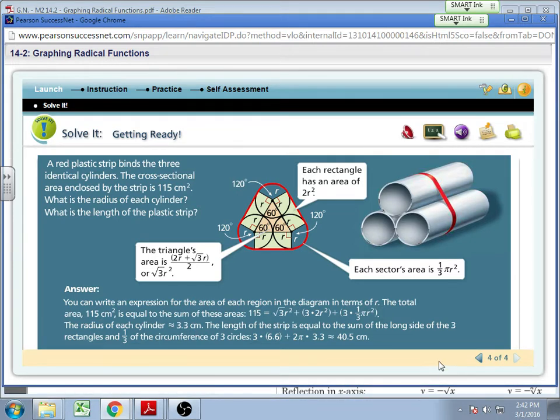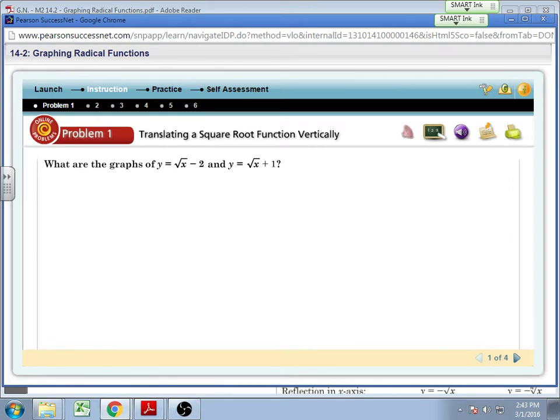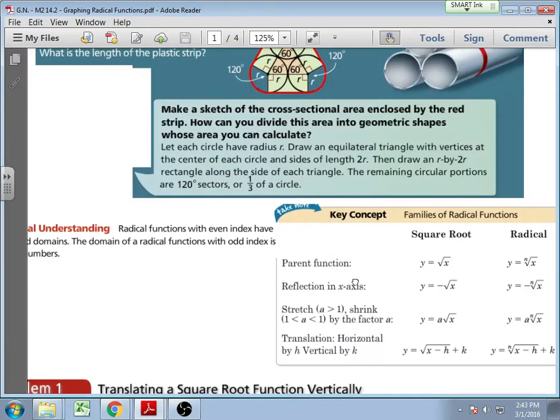So just a little quick warm-up to look at why we are going to use radical functions. Especially when we work with circles around objects, radicals are really important to understand. Moving on to our first problem here, we actually want to look at our notes and notice the key concept that I have listed here.